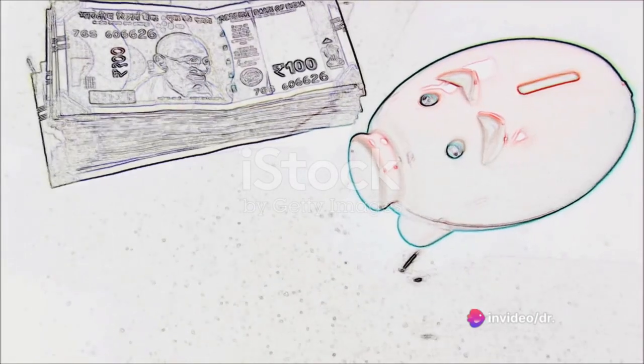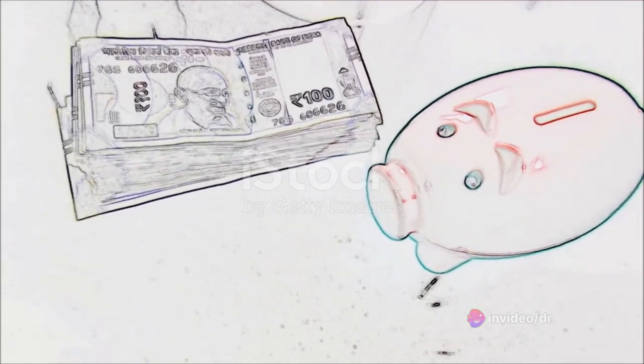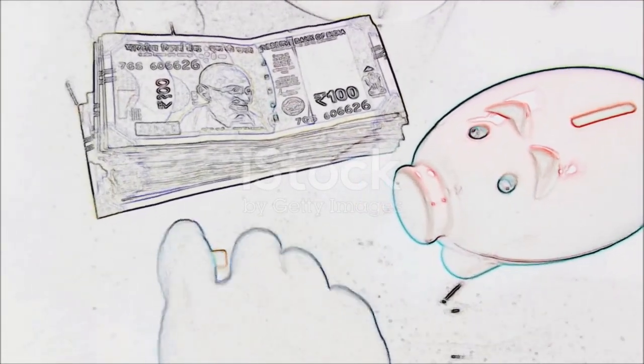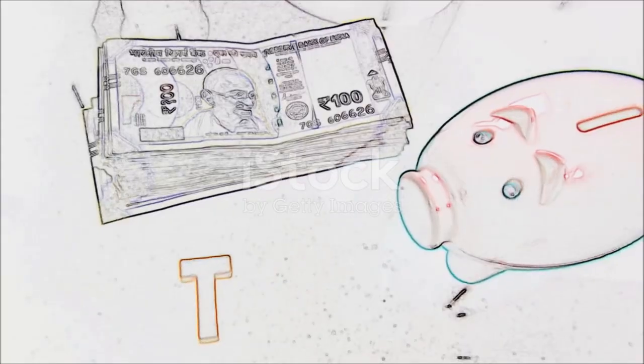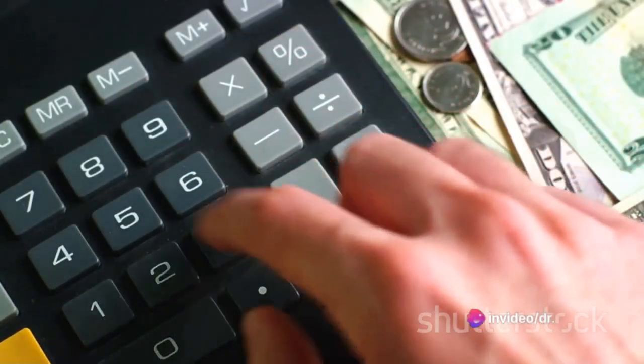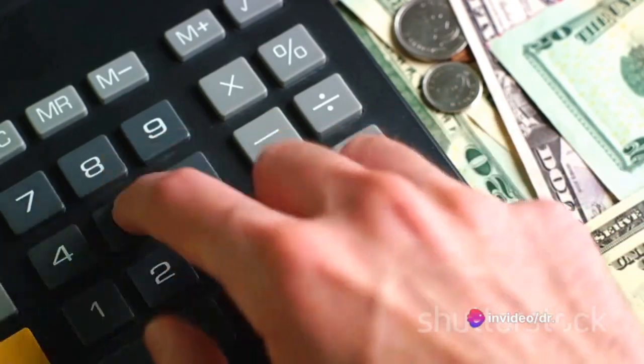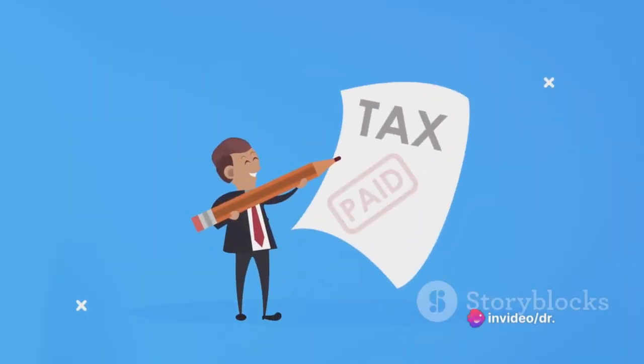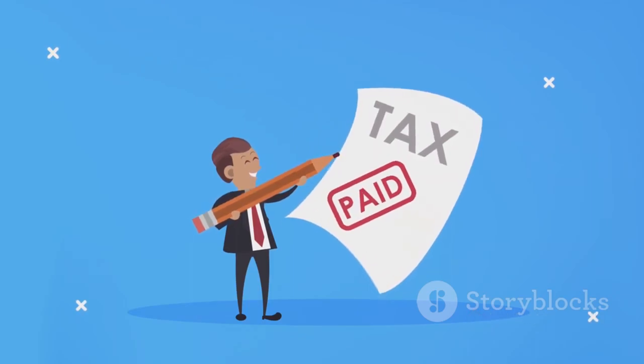So in essence, the basic salary is the most significant part of your income, but it's also the part that is most heavily taxed. It's the bread and butter of your earnings, but remember, it's also the bread and butter of your tax liability. Basic salary is straightforward, but what about allowances?